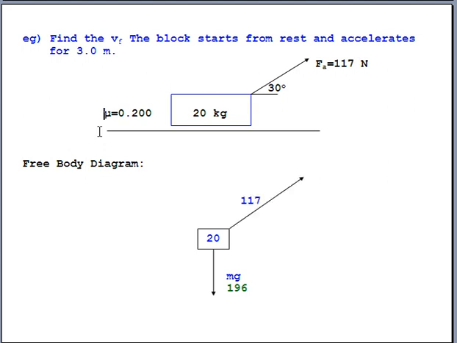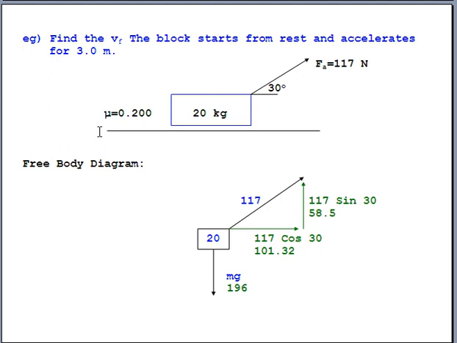You see, this human is pulling with 117 newtons, and they're pulling at an angle. So they're actually pulling to the right and they're pulling up. They're helping to hold this box up from falling into the earth. So what I'm going to do is break that 117 up using the techniques we talked about a couple of days ago. If you want to know the x component, just use cosine.